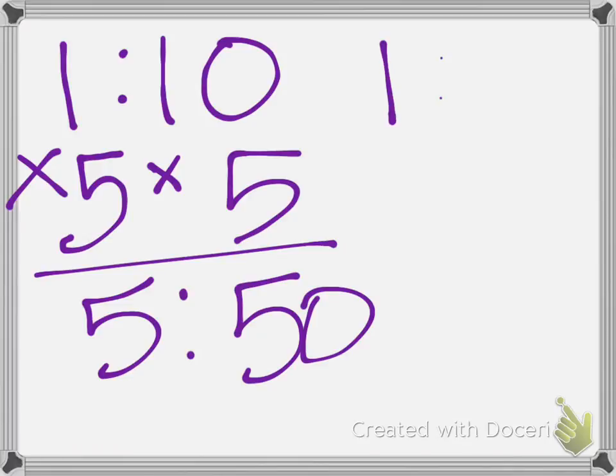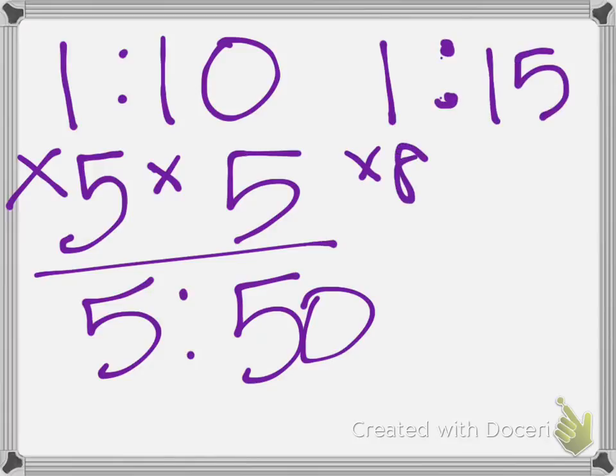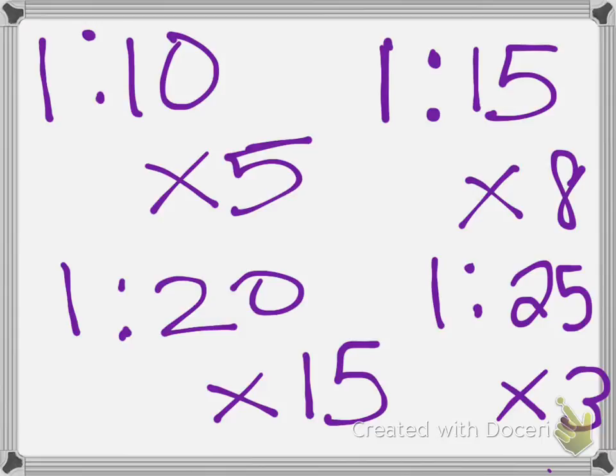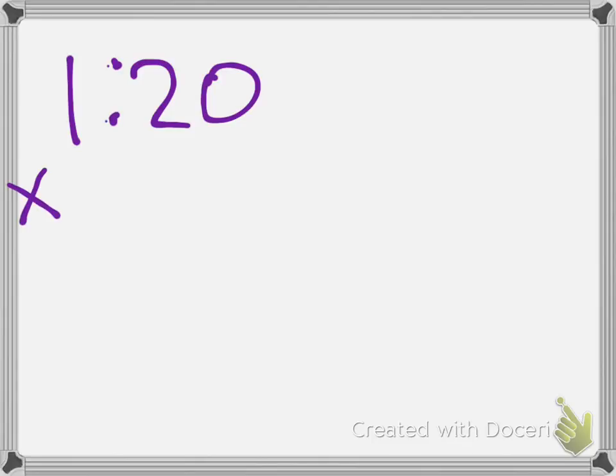Next, 1 is to 15, and we multiply that by 8. 1 times 8 is 8. Now we're going to have to do some math here, because who's going to memorize 15 times 8? It's 120. So what's our next example? 1 is to 20 with 15. I'm going to have to move to the next page. 1 is to 20, and we multiply that by 15.